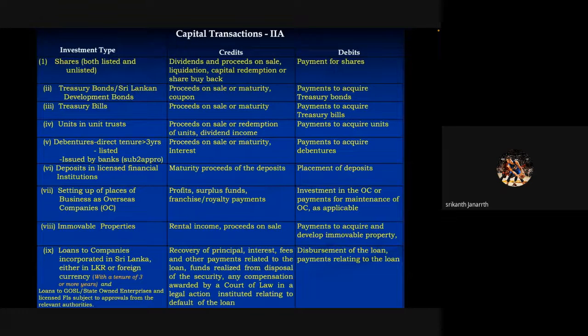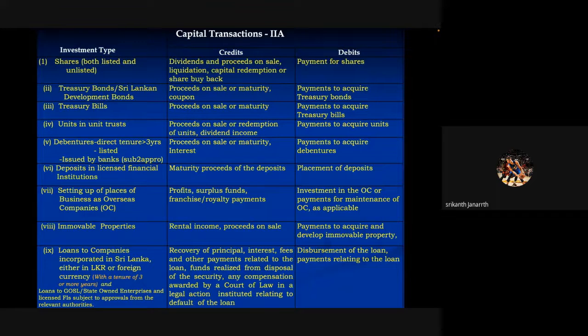So you can see what are the investments that have been permitted for a foreign investor. He can invest in shares, which could be listed or unlisted. Listed means public quoted company shares, unlisted means private company shares. Treasury bills, Treasury bonds, including Sri Lankan development bonds, are also permitted, and unit trusts, yes.